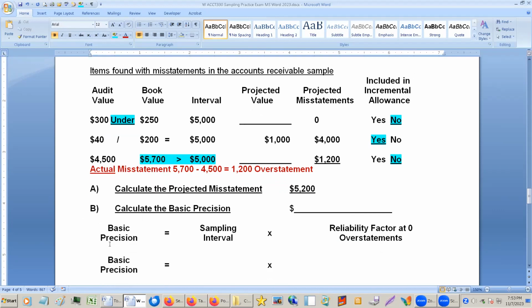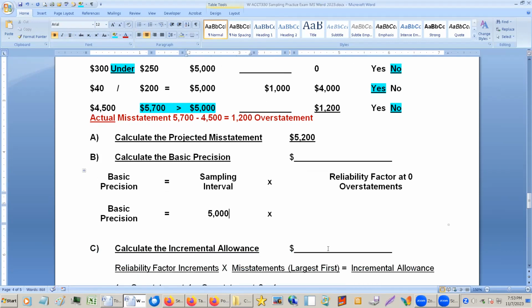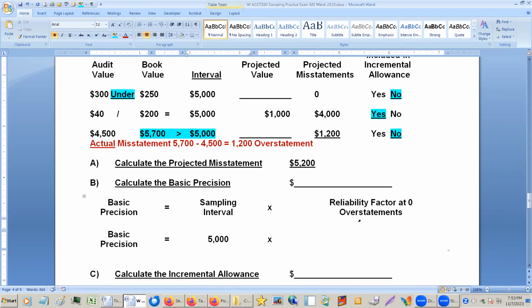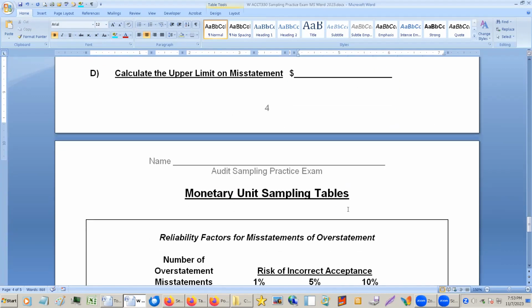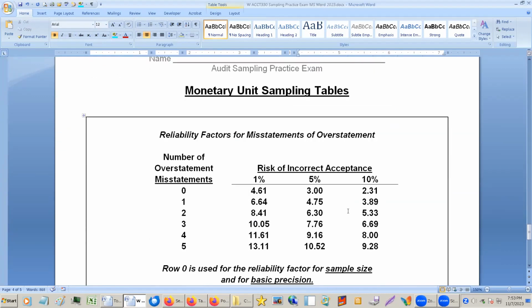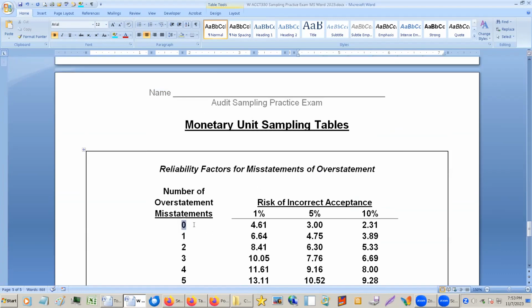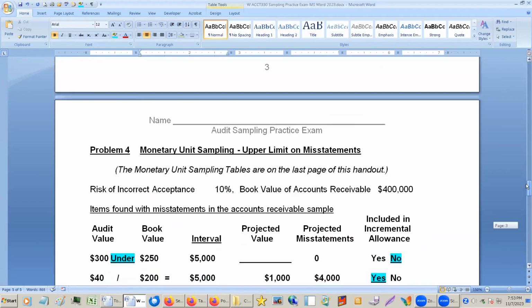Okay. Basic precision. We take the sampling interval, 5,000, and we go to the reliability factor at 0. Did I put it down here again? Yeah, I did. Okay, reliability factor 0. I forgot what percentage we're looking for. 10%.